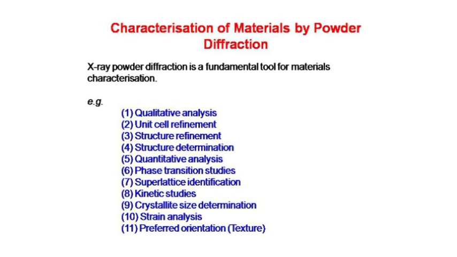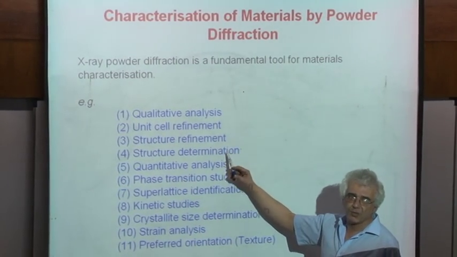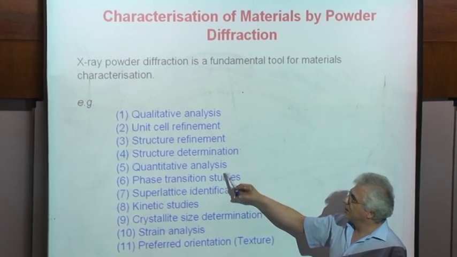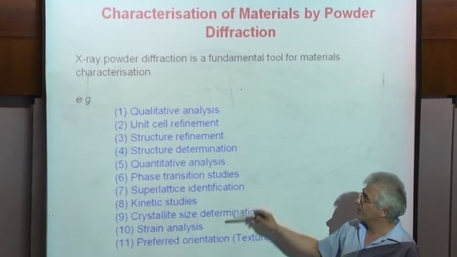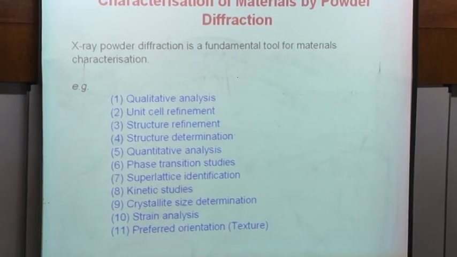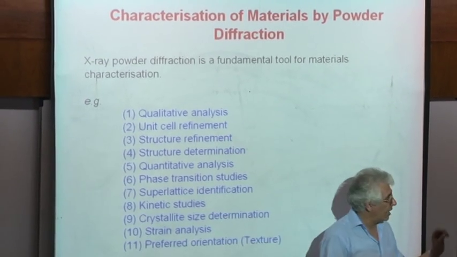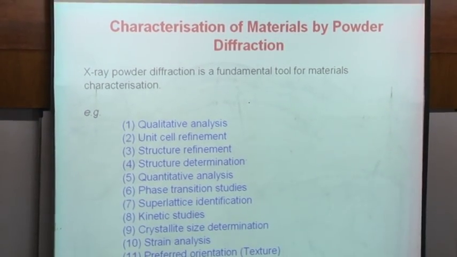So things like qualitative analysis, unit cell refinement, structure refinement, structure determination. This is what we were talking about yesterday. Quantitative analysis, phase transition studies, superlattices, kinetic studies. Now with these fast detectors, that's a real possibility.